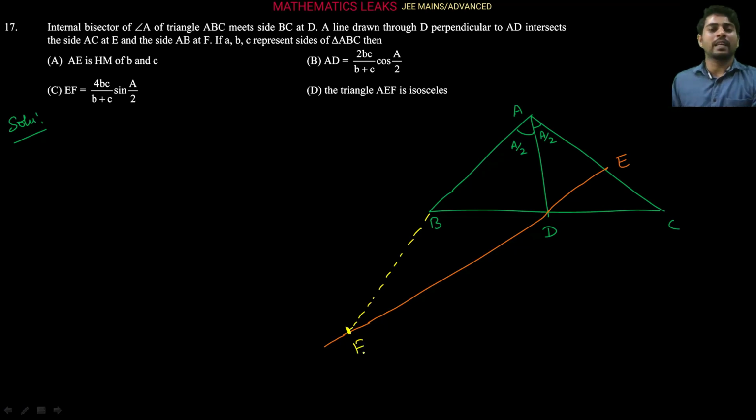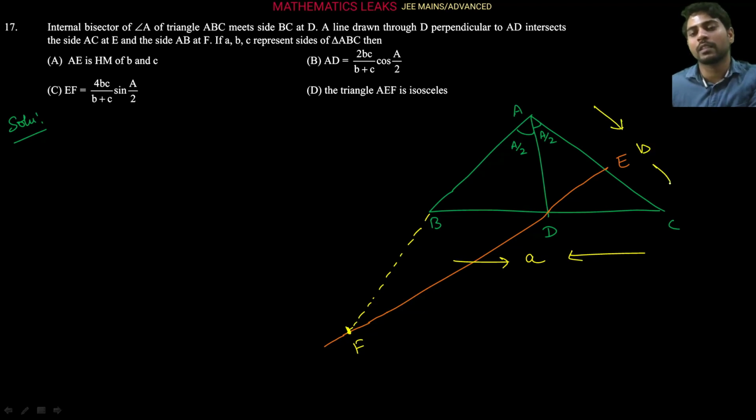So now they are asking which of the options is correct here. As it is given that small a, b, c represent the sides of the triangle ABC, you can say this is a, this is b, and this is c here, right?